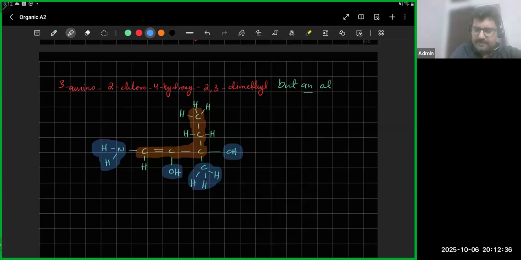So it's a 5 carbon atom thing. So a 5 carbon atom thing, the main chain is going to be called pent. And it's got a double bond, so it's going to be ene. It's not going to be pentane, it's going to be pentene because it's got a double bond. It's unsaturated. And now you've got alcohol and amine basically.